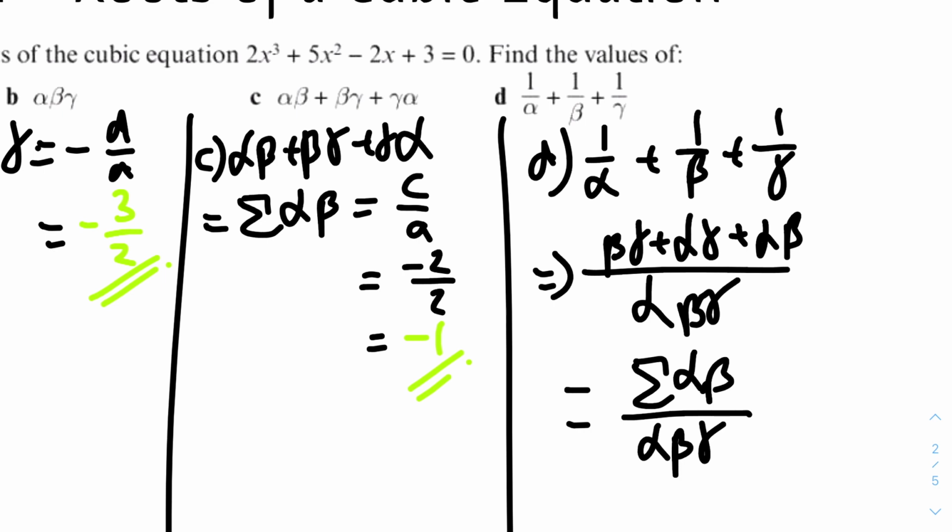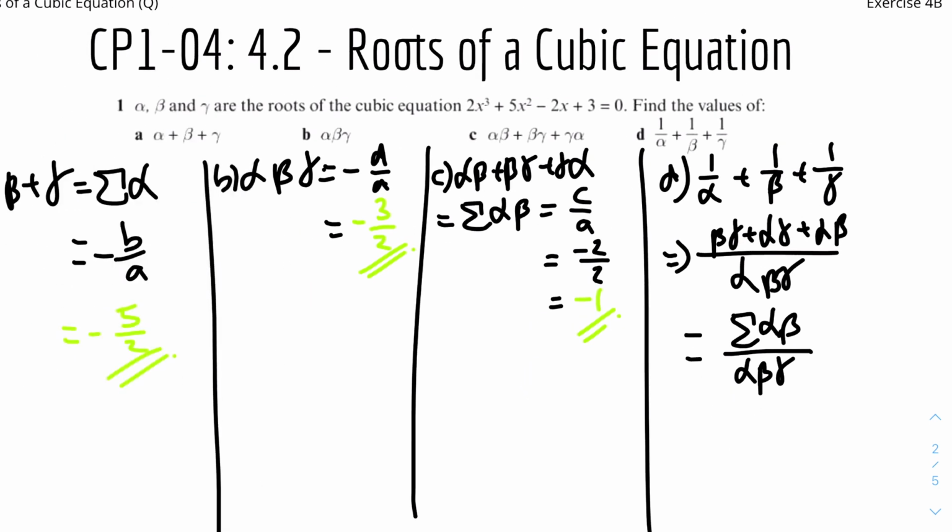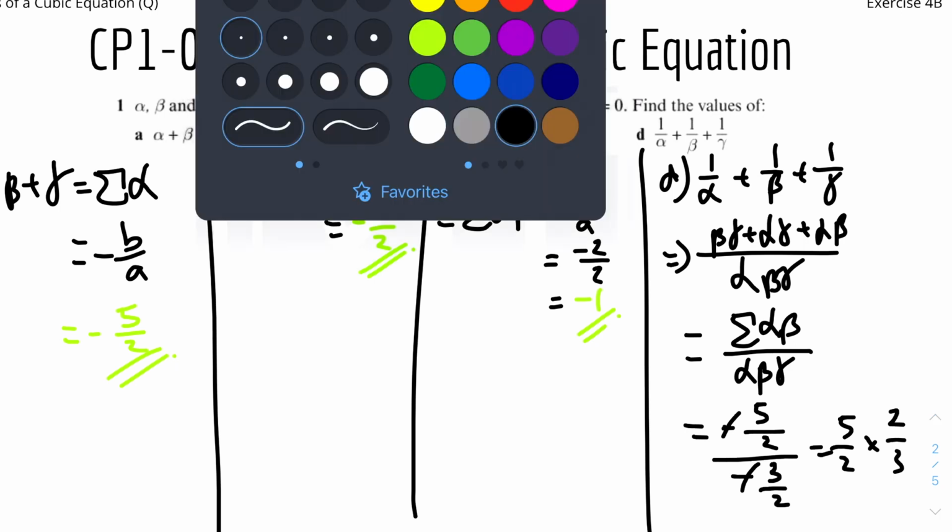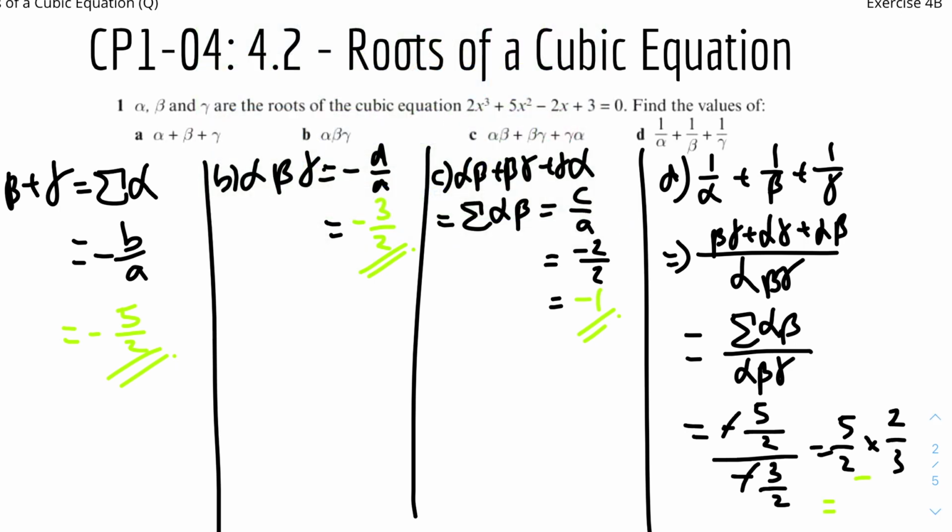So from just now we know that the sum of the product pairs is minus 1, over minus 3 over 2. Cancel the negative to get 1 times 2 over 3, because it's basically reciprocating the fraction from the denominator. So therefore the answer is 2 over 3, like so. And that's the answer.